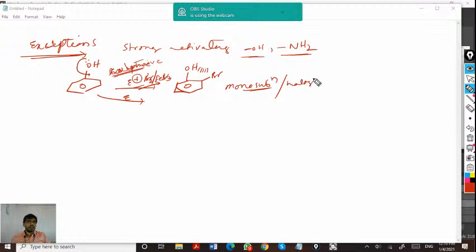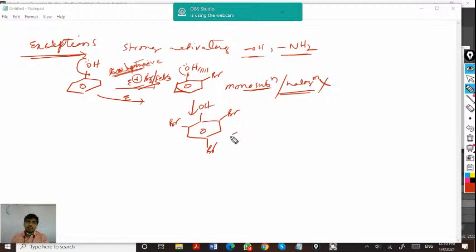Okay, but the thing is, mono substitution or mono halogenation is not going to happen, and it's going to react further because of the strong activating nature of this OH group. So it's going to give tri-substituted or tri-halogenation product. Okay, tri-halogenation product.